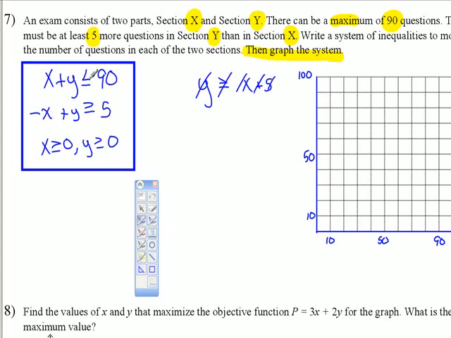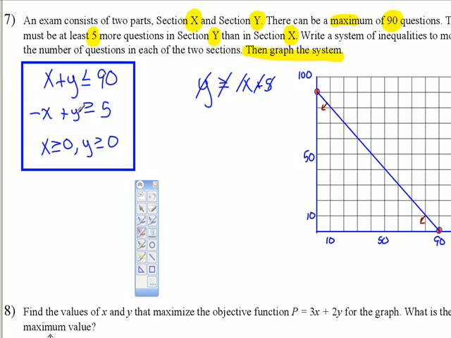To graph x plus y is less than or equal to 90. If x is 0, what's y? 90. If y is 0, what's x? 90. I'm going to go ahead and draw that line. That's a solid line. If I'm graphing less than or equal to, which side would we be shading there? Below. 0, 0 would be true.